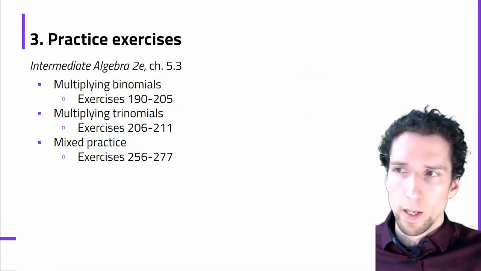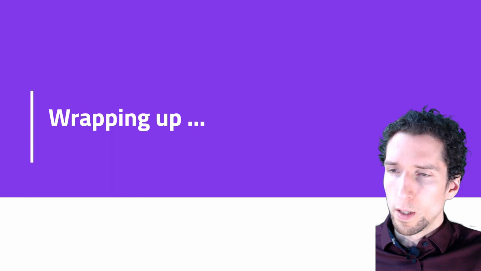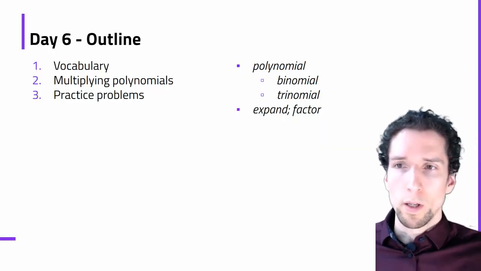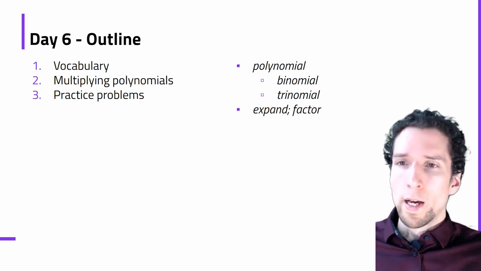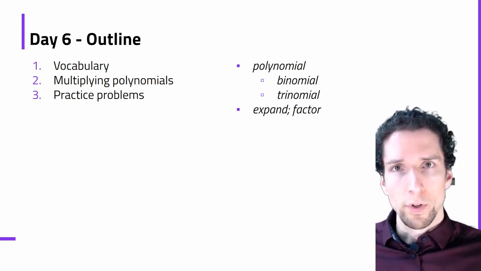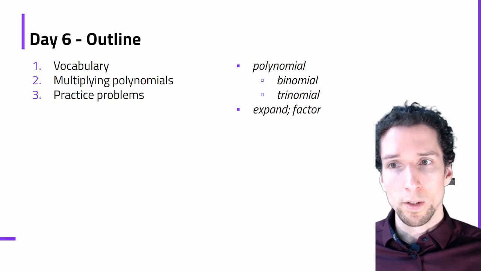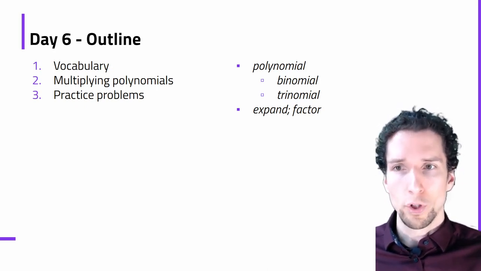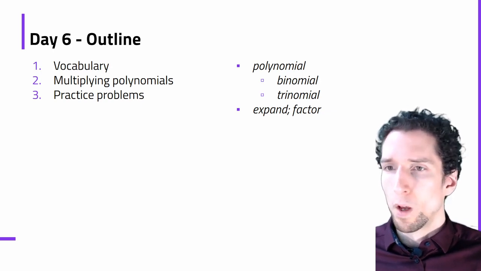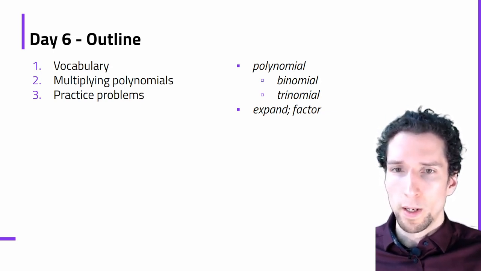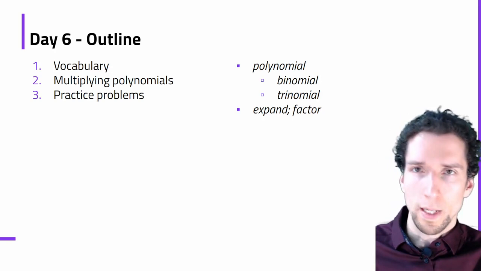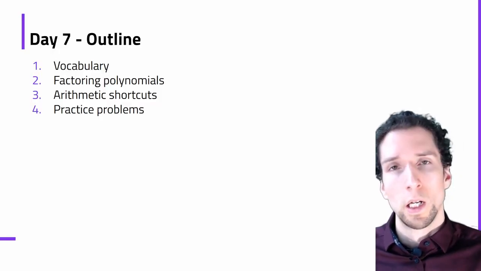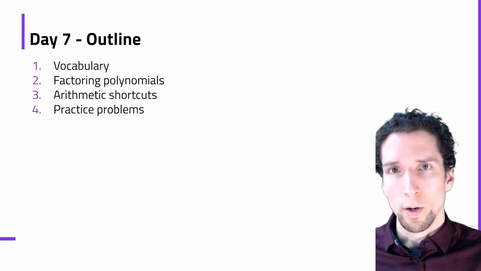Okay, that's it. Today we talked about multiplying polynomials and 2 special types of polynomials, binomials and trinomials. Again, bi is 2, tri is 3. And then some terms, expand and factor. Today we were just expanding, and in the next video we'll talk about factoring.